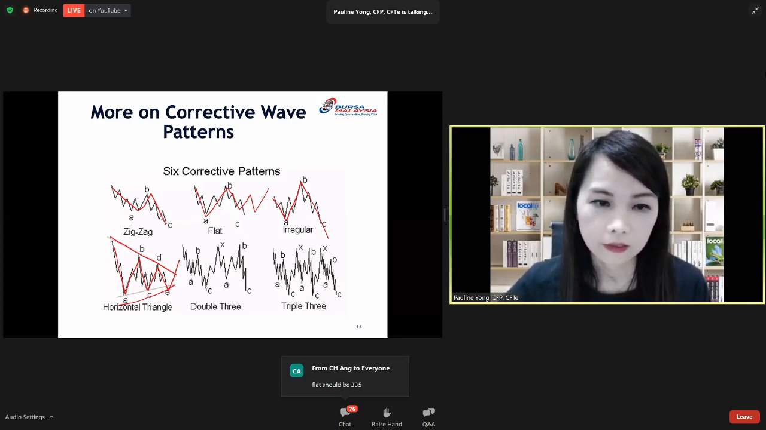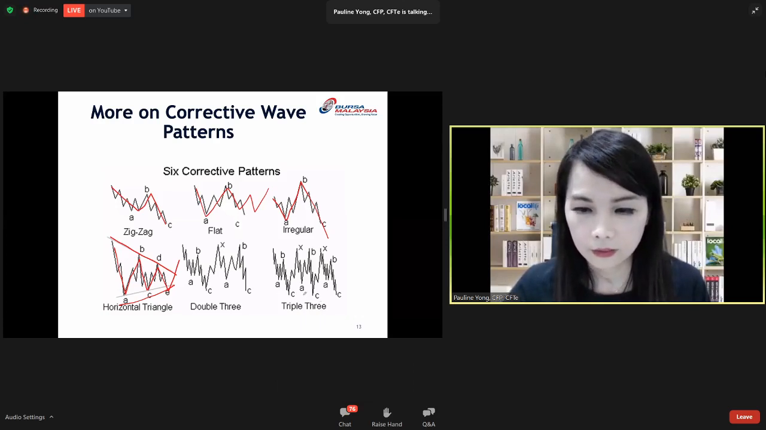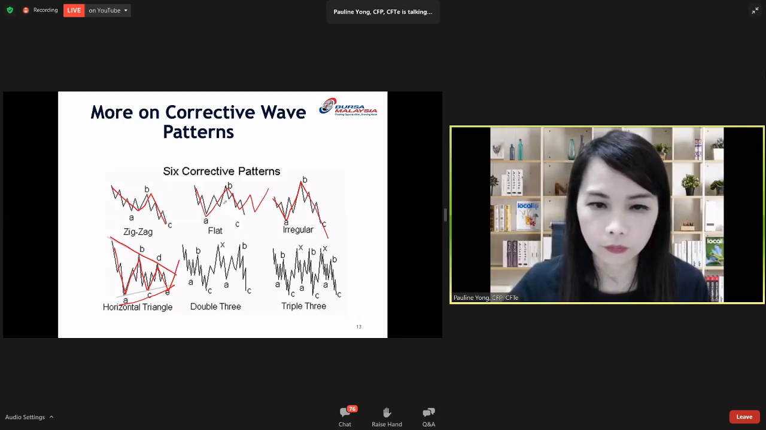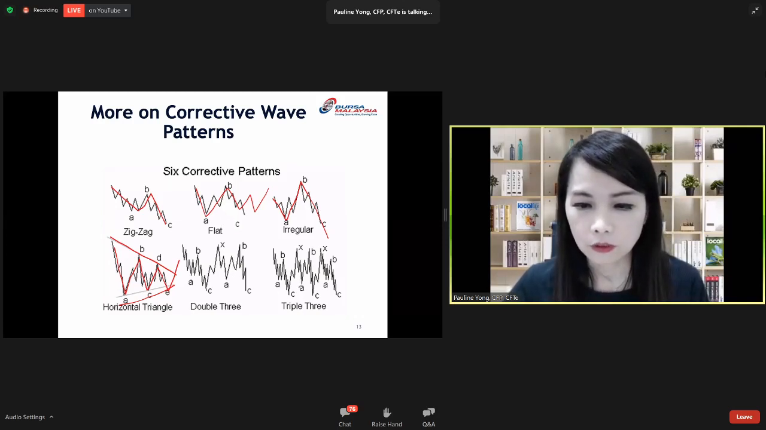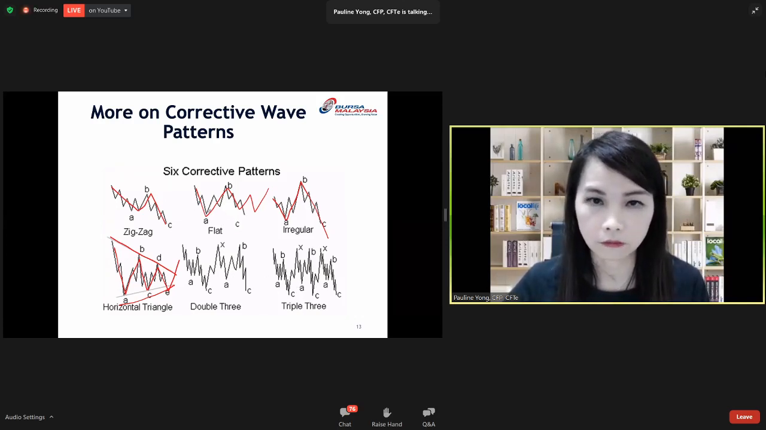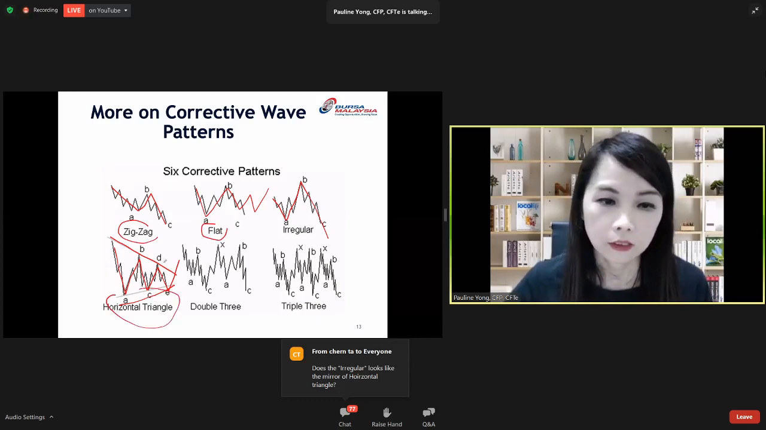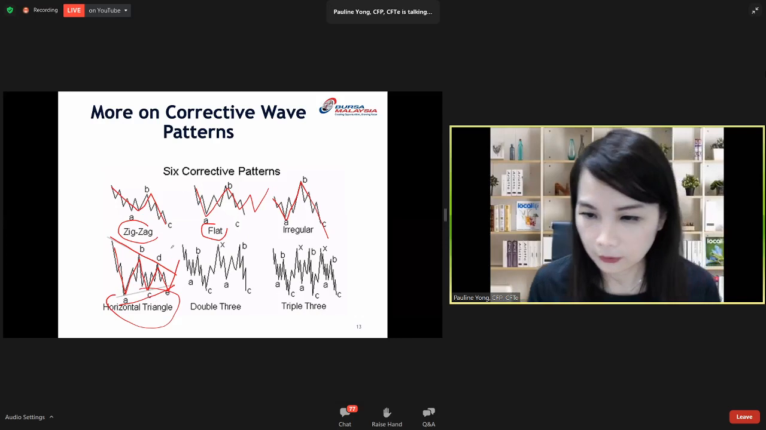You have a zigzag followed by a flat, also can. Okay, zigzag followed by a flat. And then triple three will be a combination of these as well. Or you can have two zigzags, or two flats, or a combination. So this double three or triple three are all combinations of these variations. But the main ones are the zigzag, the flats, and the horizontal triangle. So these will be the three major corrective patterns that we are going to look at.